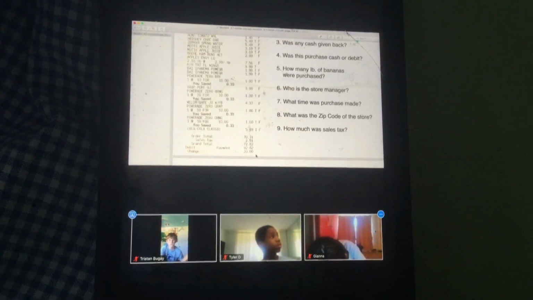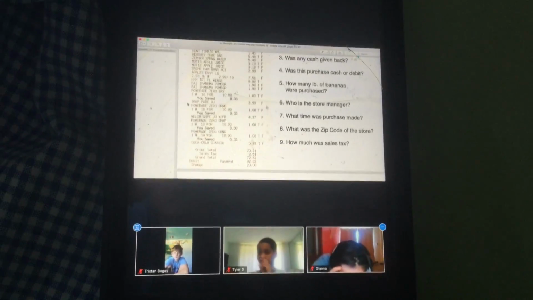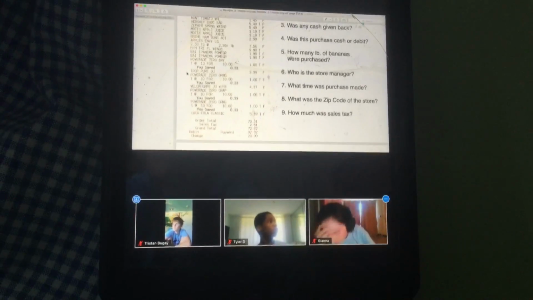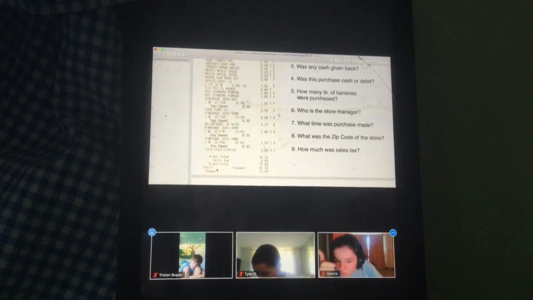We did the zip code of the store, and then the last question is how much was the sales tax? I'm going to tell you that it's at the bottom of the page, and look carefully. $2.51, which is how many dollars and how many cents? $2.51. Great. Did everyone get the answer? Thumbs up. Everyone see where the zip code is? I mean, everyone see how much the sales tax was?